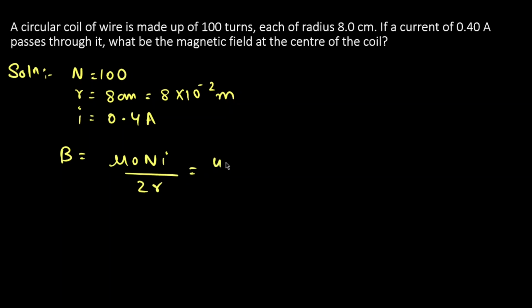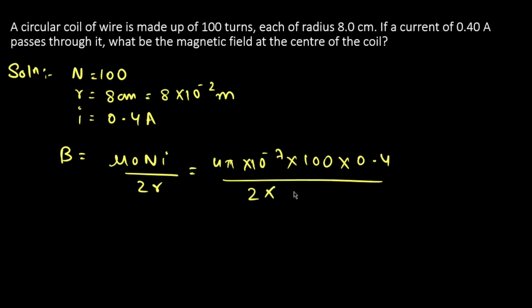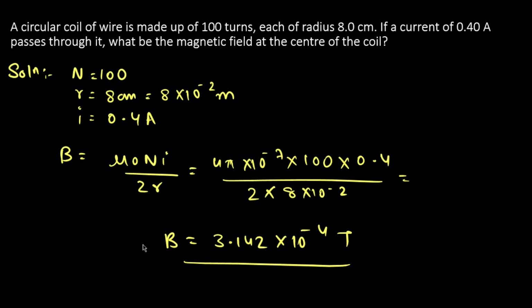Mu naught is 4 pi into 10 raised to minus 7 into number of turns is 100 into current is given to us as 0.4 ampere divided by 2 into radius, that is 8 into 10 raised to minus 2 meter, and solving this we get magnetic field as 3.142 into 10 raised to minus 4 Tesla. Let's look at the next one.